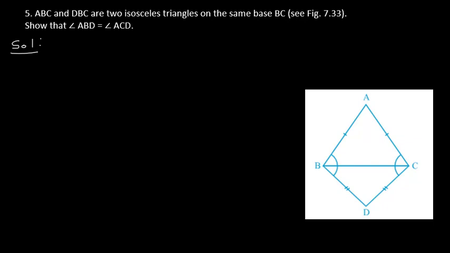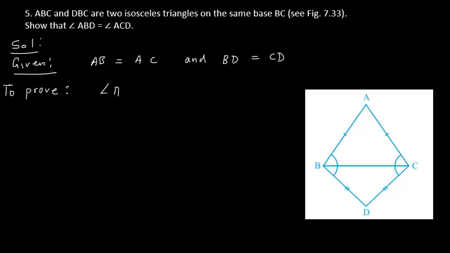Okay. So first you can write what is given. So you are given side AB is equal to side AC, because triangle ABC is isosceles, and side BD is equal to CD. Okay, this is given. What you have to prove or what you have to show? So I will say you have to prove that angle ABD is equal to angle ACD. Now let us come to proof.